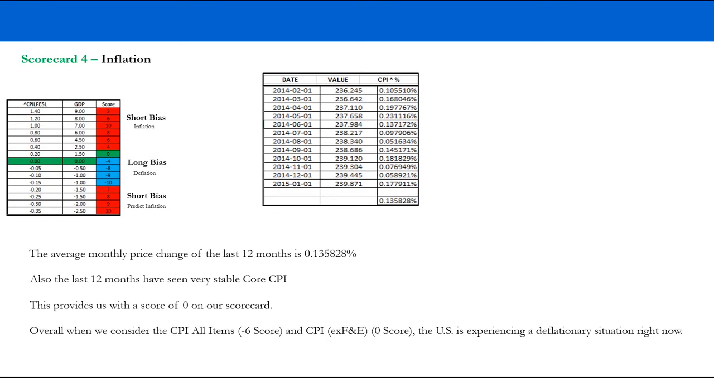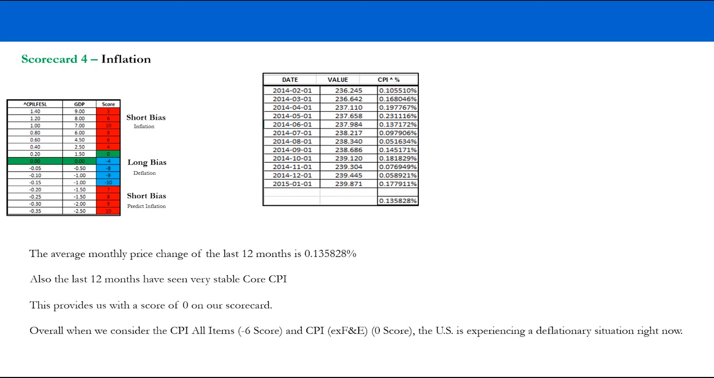So we have to be a bit careful here. We're going to scorecard around a zero, or depending on how conservative you are, you could scorecard a -4 or anywhere between a 0 and -4.